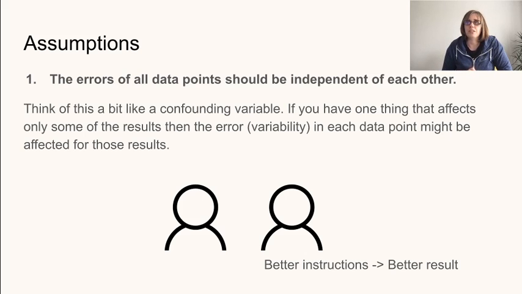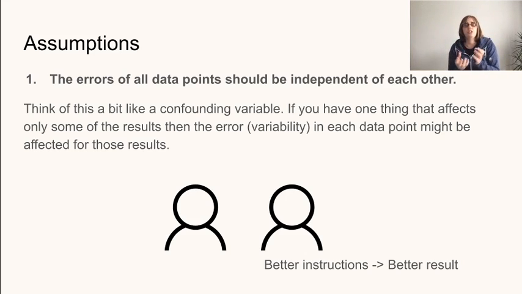So there are some things that we need to assume. There are 3 things that we need to make an assumption about in order for our test to be valid and a sensible thing to do. The first of these is that all the data points need to be independent of each other. And you can think of this a little bit like a confounding variable. So if you've got something that affects only some of the results, then that error or variability might be affected for all of those results within that group.